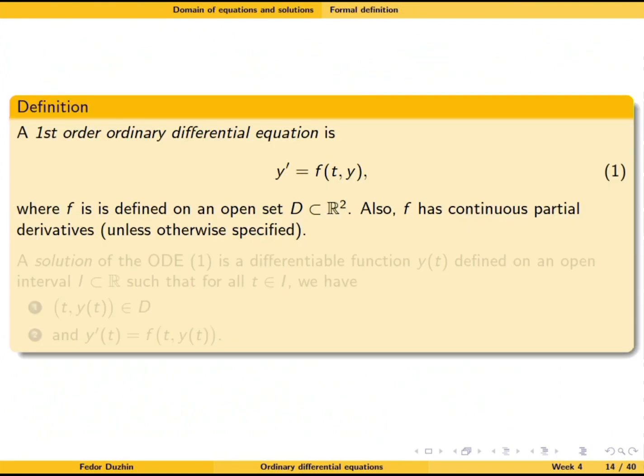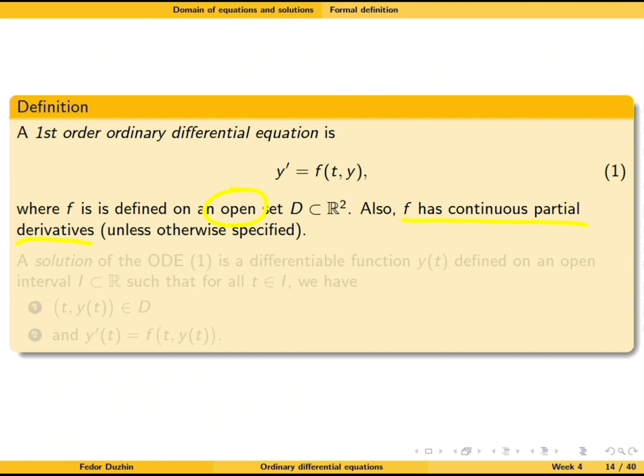So here is the formal definition. A first order ordinary differential equation is an equation of the form y prime equals f of t, y, where, and now notice that I have modified whatever we've been doing a little bit, now I'm going to require that the right hand side is defined on an open set. The reason is analytic, because it's more natural and easier to work with open sets. Also note that usually we require that the right hand side has continuous partial derivatives, unless otherwise specified.